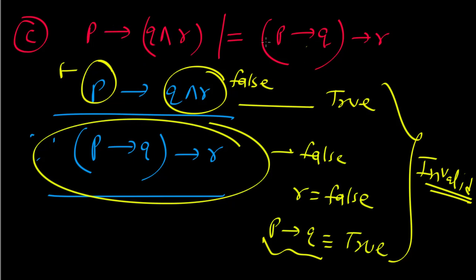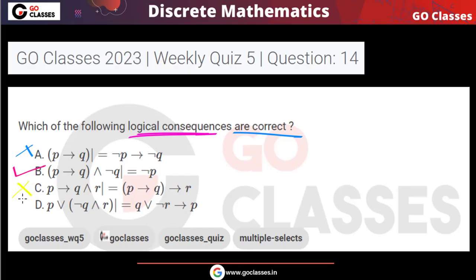So this does not infer this. So I can say this is definitely wrong. Okay, so option C is definitely not correct. And next, the last one also you can very easily handle. So option D, let me check option D.